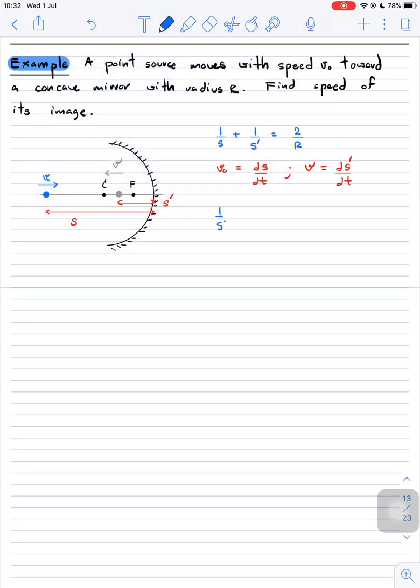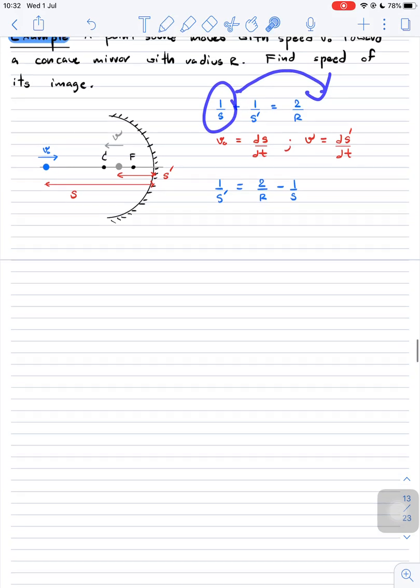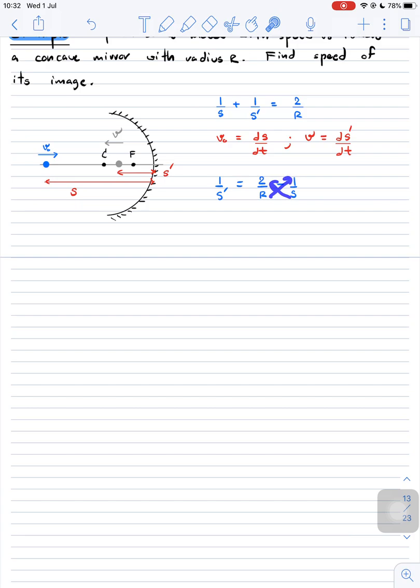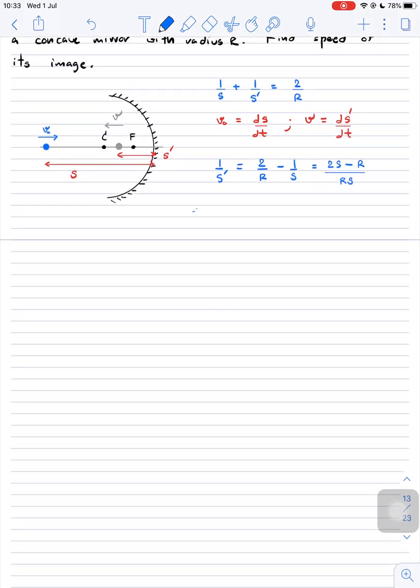We have 1 over s prime equal to 2 over r, and then minus 1 over s. So we just move this to the right hand side. Okay, so now let's just multiply across here, equal to (2s minus r) over (r times s), right? So then finally we have that s prime equal to r times s over (2s minus r). So this is going to be the image distance.